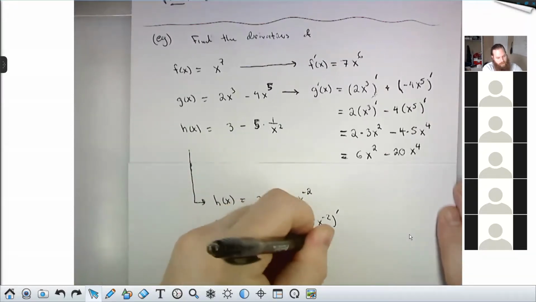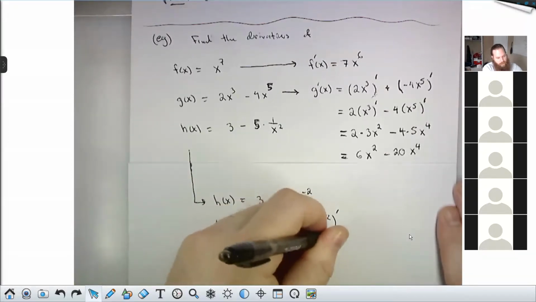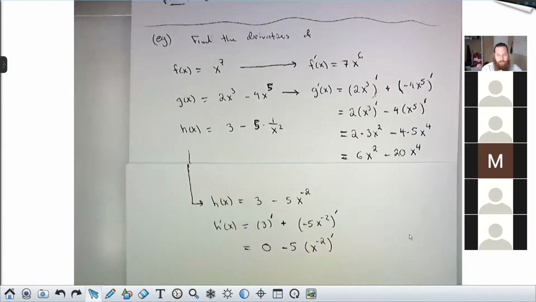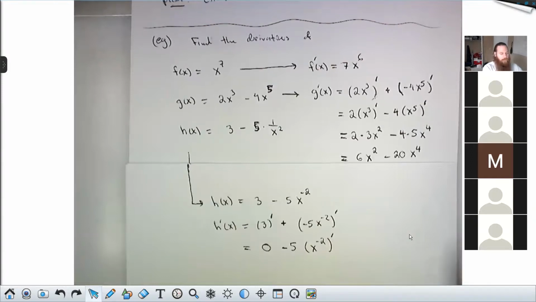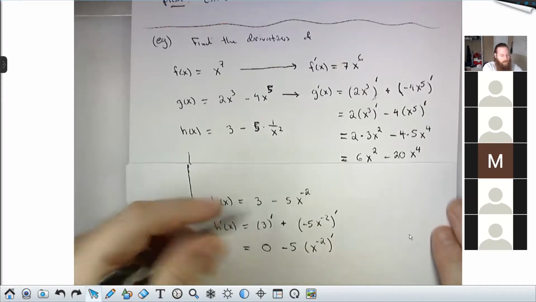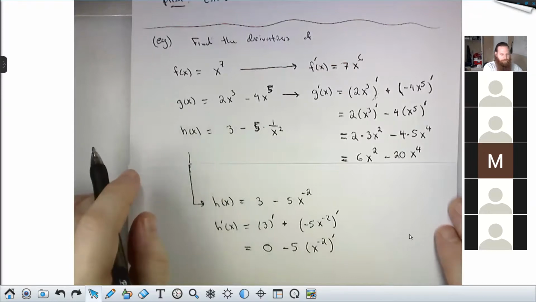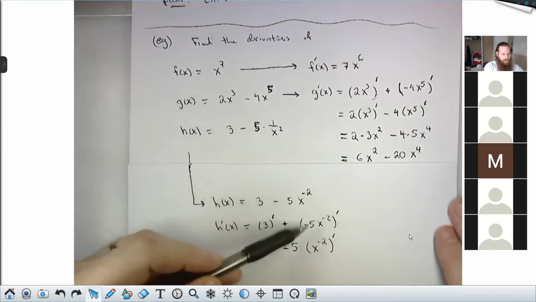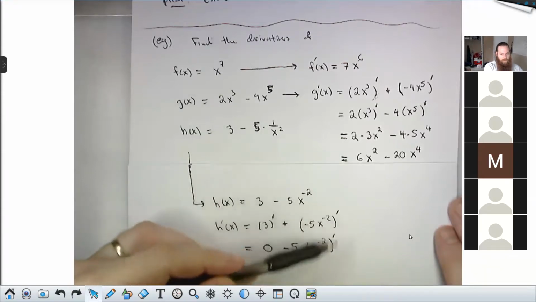And I need to differentiate x to the negative 2. Why is the derivative of 3 0? The derivative of 3 is 0 because 3 is a constant function. If you think about this function on its own, it's the graph y equals 3, a horizontal line. Its slope is always 0. Okay. And then here, what is my derivative?